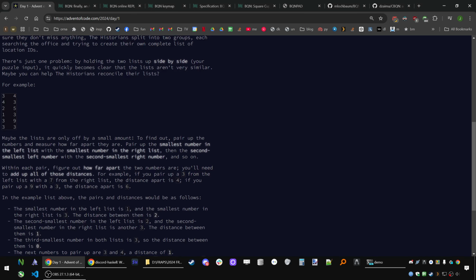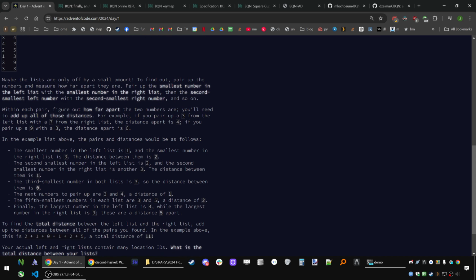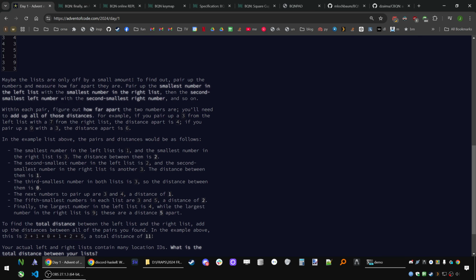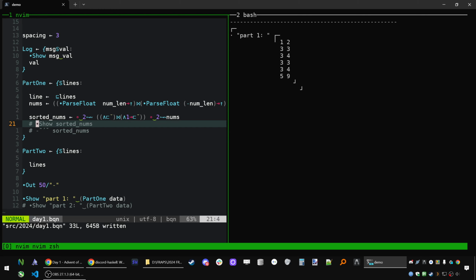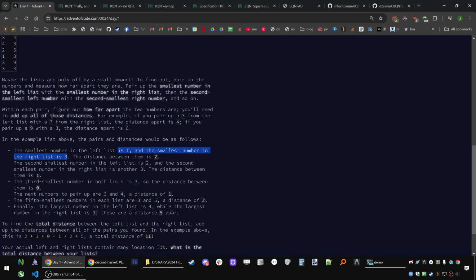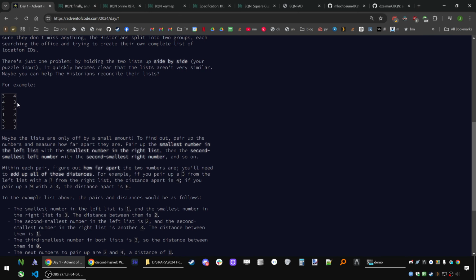Then what do we do with them? Now what do I do? In the example list above, well, actually, we could validate. Where's 2? Hold on. Smallest number in the list is 1. Smallest number in the right list is 3. Uh-oh. Am I off here? What's the deal? The smallest number in the left list, it's 2.